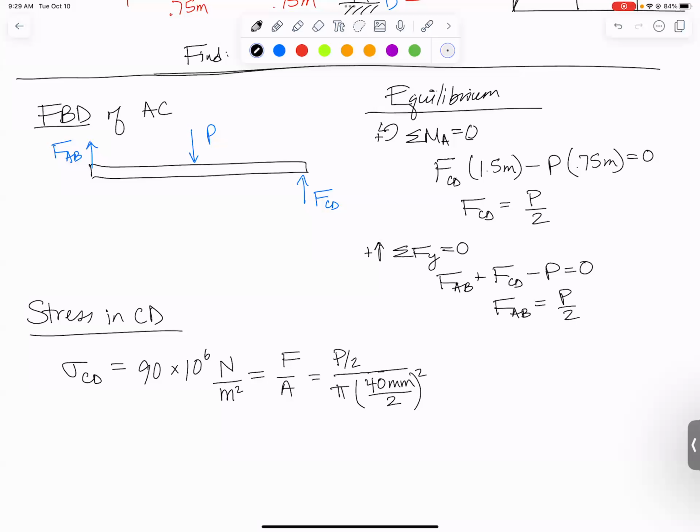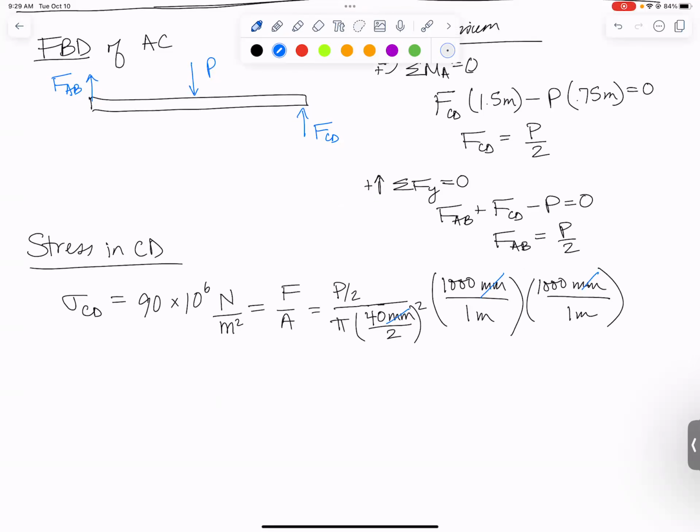I'm going to multiply this by 1,000 millimeters per 1 meter, and then do it again. You could have just written this down as 0.04 meters to save yourself that step. The reason I want to do that is that then these millimeters cancel the millimeters squared, and I'm left with meters squared on both sides of the equation, which will cancel. I'll get my force P in newtons.